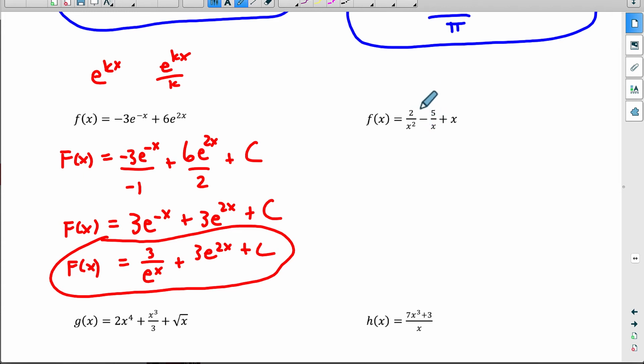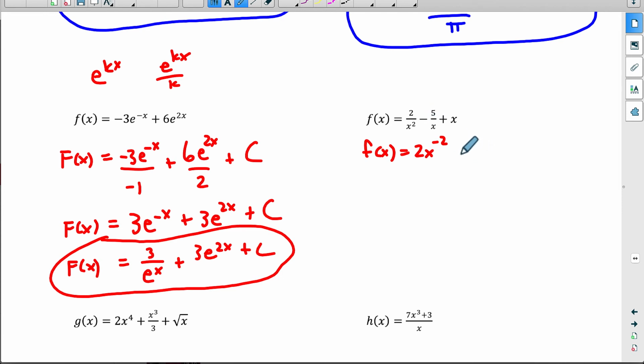Okay, this one. Oh, this looks hard. I have stuff in the denominator. Any ideas what you might do? Well, what you're going to want to do is rewrite the first one. I'm not actually taking the antiderivative yet, I'm just rewriting this. How could I rewrite this so the x is in the numerator? You could do that if you make it 2x to the -2. I just talked about not liking negative exponents, but sometimes you do like them. Sometimes it helps you.